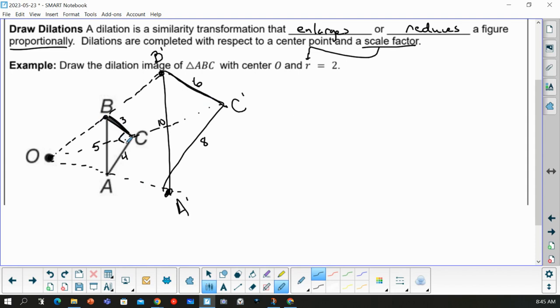If this was a 90-degree angle here, it would still be a 90-degree angle there, right? Whatever this angle is, it'd be the same measurement here. Whatever this one is here, it'd be the same measurement as this angle here. So the angles stay the same, but the sides either enlarge or reduce proportionally. Okay. All right. So that's the basic lesson.